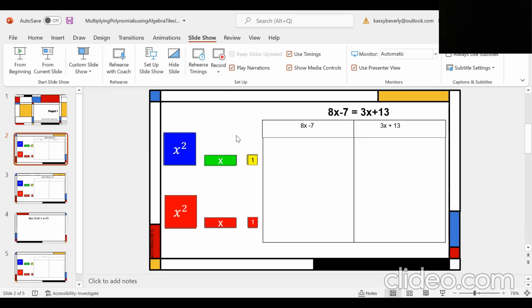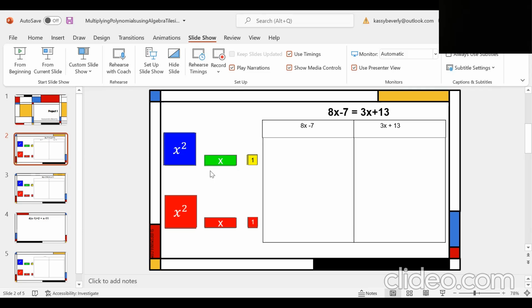All right, then you're going to bring over your algebra tiles. So if you look at these, the blue one is x squared and it is a positive. Green is a positive x, and yellow is a positive unit. However, the red one is a negative x squared, the rectangle is a negative x, and the little square is a negative unit. So we're just going to use these to show our equations.